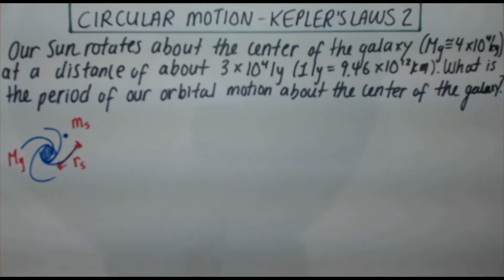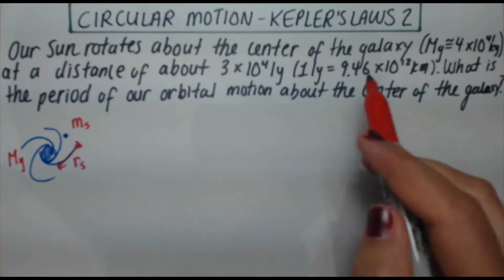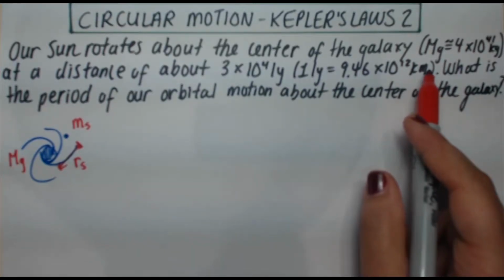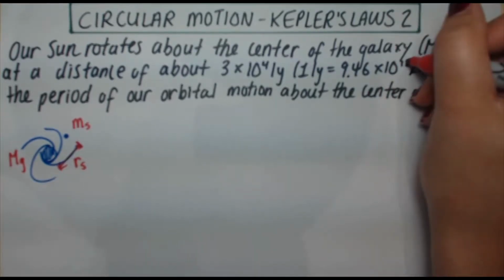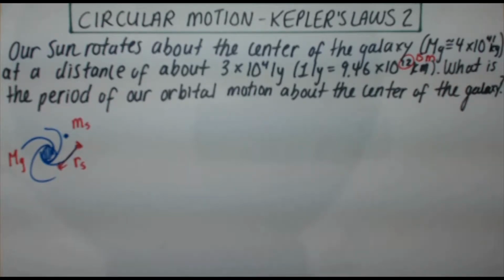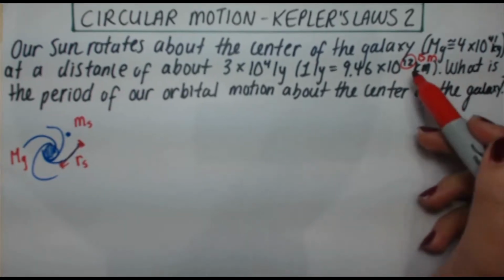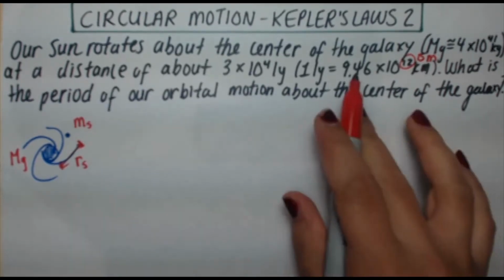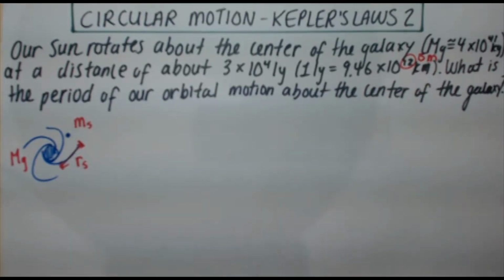Something else that immediately pops out to me in this question is the conversion for light years to kilometers. We have to change that to meters. Because there's 1,000 meters in a kilometer, all you have to do is change this number to a 15 to make it meters. You multiply it by 1,000 or you add 3 zeros. Hence, you increase the exponent by 3. So 9.46 times 10 to the 15 meters is 1 light year.